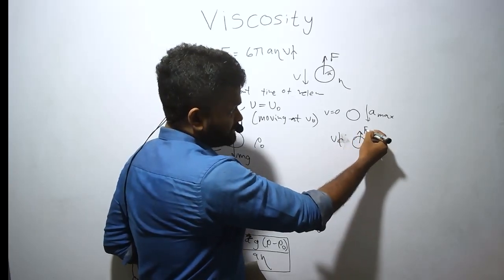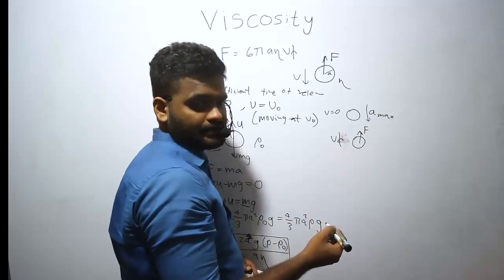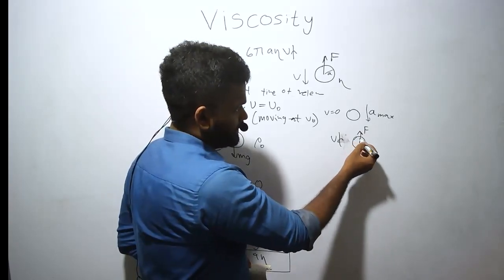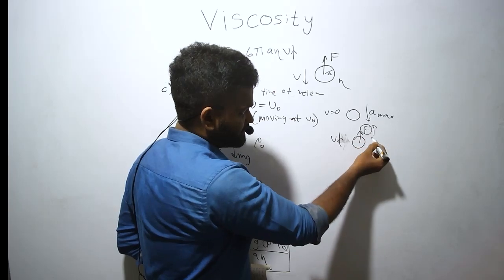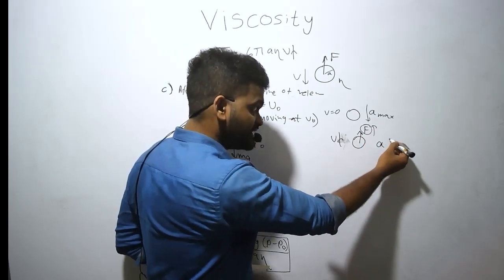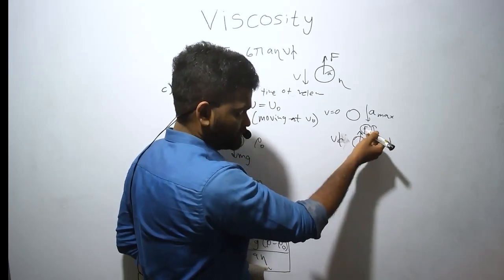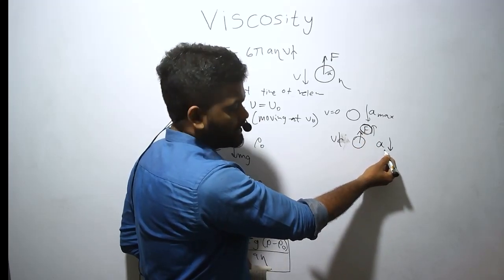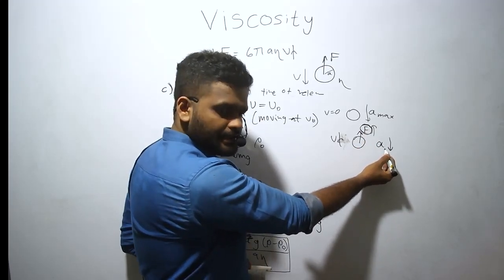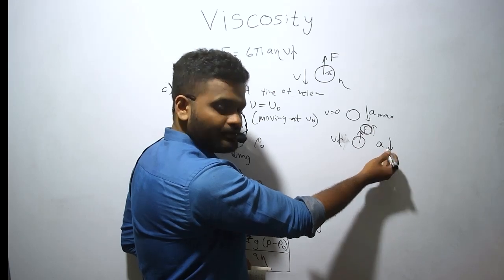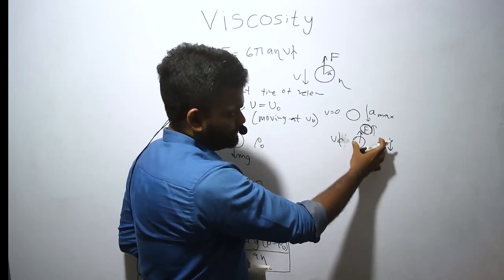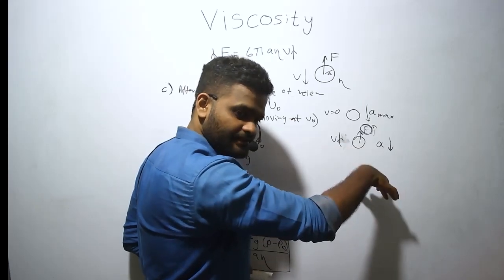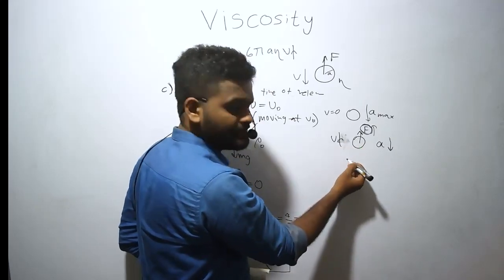When velocity increases, what happens? F also increases. The resistive force also increases. Because this increases, now the acceleration is decreasing, because this is resisting the motion, right? But acceleration decreasing does not mean that velocity decreases. Even though acceleration decreases, it is still acceleration, so velocity keeps increasing.